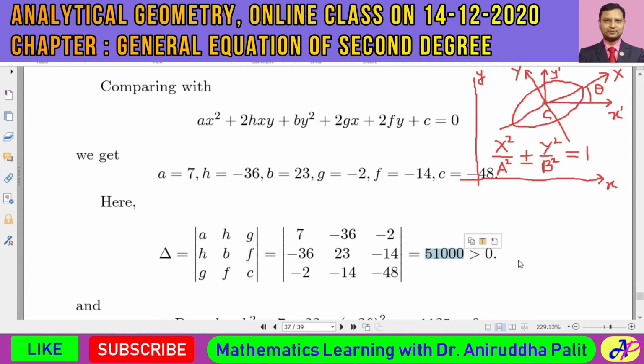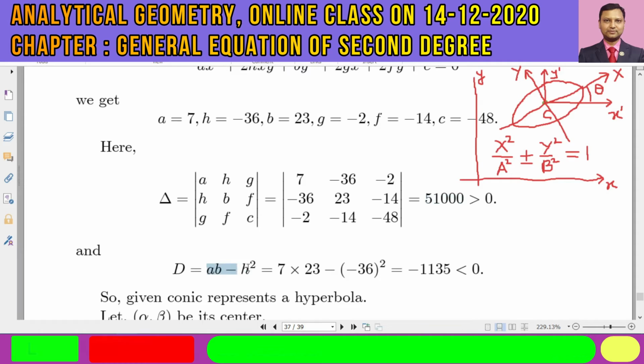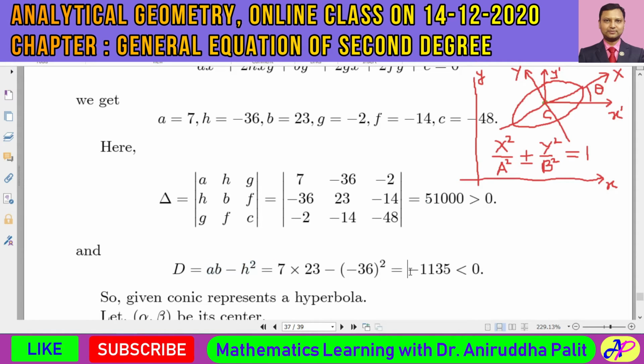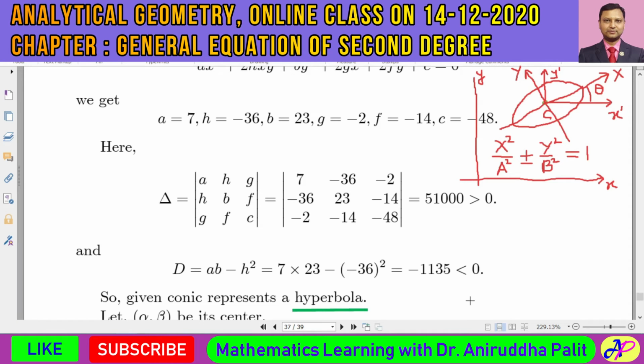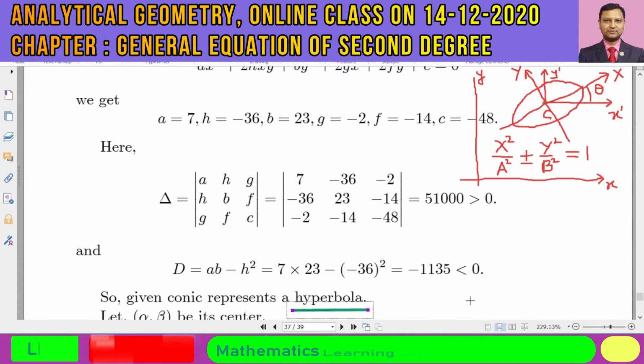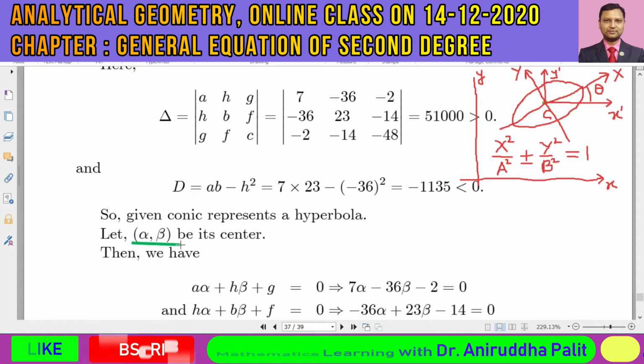So the value of delta becomes equal to 51,000. That means delta is not equal to 0. Therefore, we can conclude that this given equation does not represent a pair of straight lines. Then what is capital D? Capital D is equal to ab minus h square, and that becomes equal to minus 1135. That is a negative quantity. So D negative means this kind of given equation would represent a hyperbola. D less than 0 means the given equation would represent a hyperbola. Got it? And therefore we assume that alpha comma beta is its center.